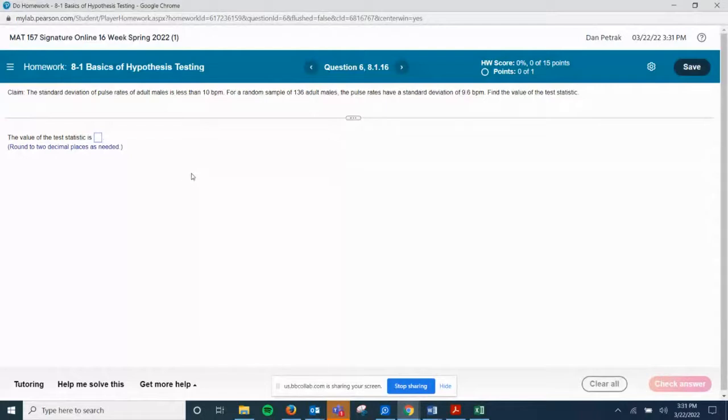Yes. Okay. The standard deviation of pulse rates for adult males is less than 10 beats per minute. For a random sample of 136 males, the pulse rates have a standard deviation of 9.6 beats per minute. Find the value of the test statistic. So I'm in the wrong section, maybe? No, I'm in the right section. Yeah, 8-1 you said, correct?